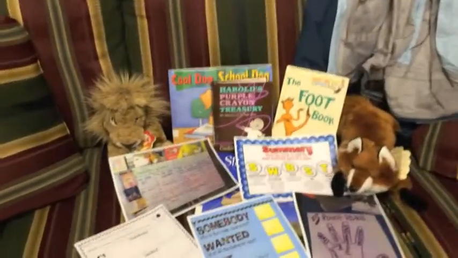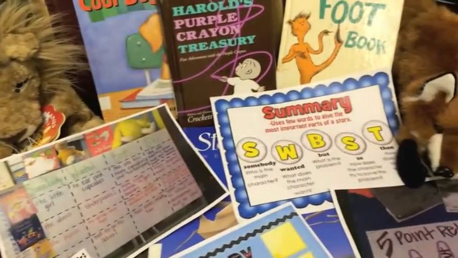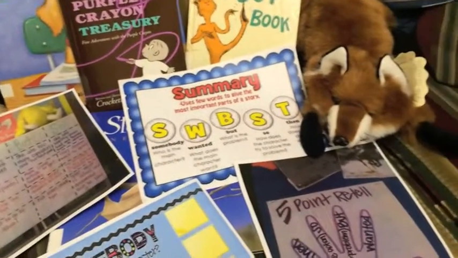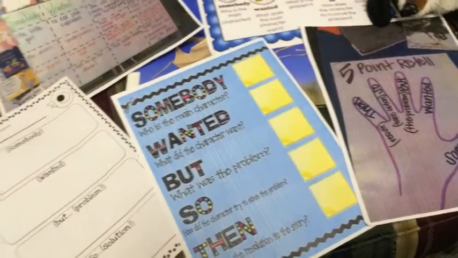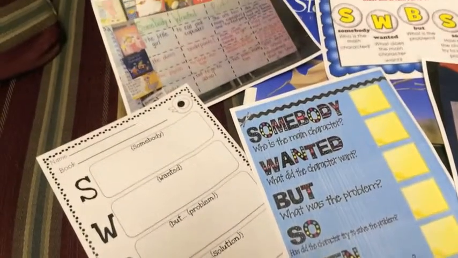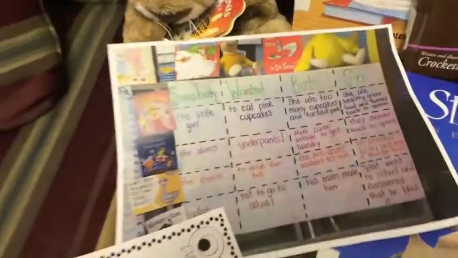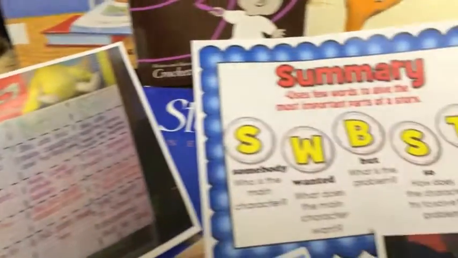Somebody wanted but so. That is another form of reading comprehension that we can use. Take a look over here. As you can see, another strategy that helps students focus on the characters and their goals is the somebody wanted but so strategy. In this strategy, students focus on a character, that character's goals, what happened when the character tried to accomplish his or her goal, and the outcome.